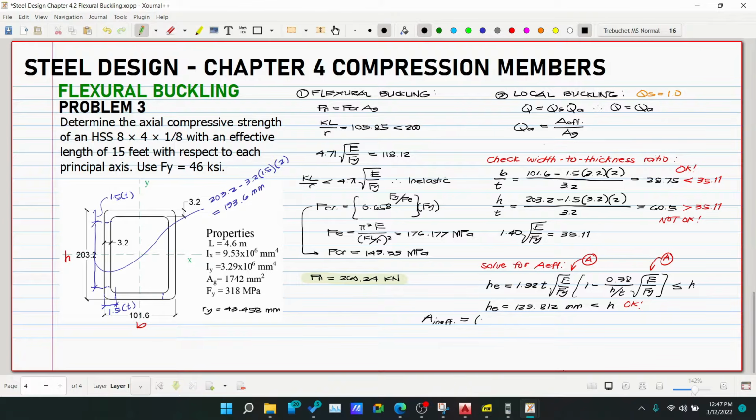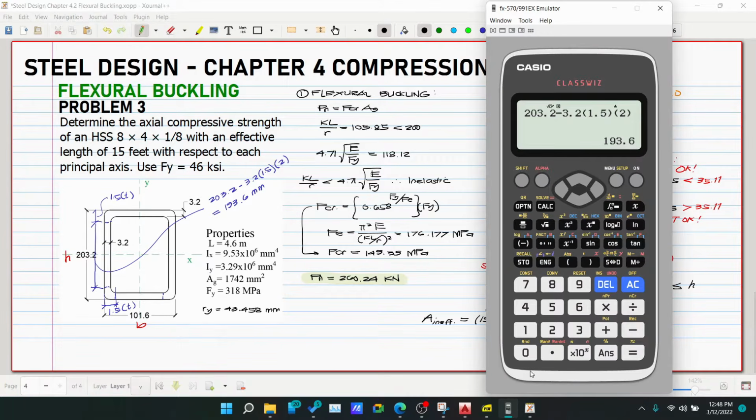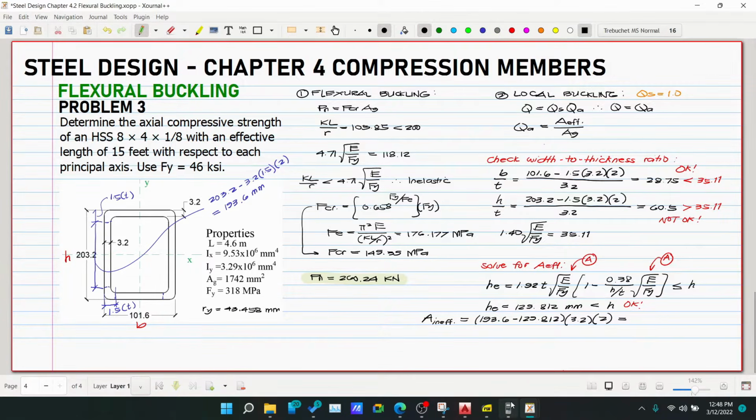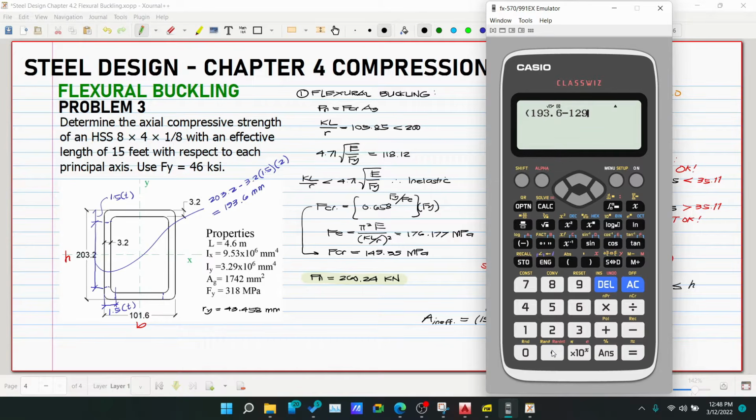So, 193.6 minus 129.812. Ibig sabihin, yun yung ineffective, yun yung hindi gagana na area. Then, multiply natin ng thickness na 3.2. Then, multiply natin sa 2, kasi dalawa yung height natin eh. So, yun yung ating ineffective area. So, 193.6 minus 129.812 multiplied by thickness na 3.2 multiplied by 2.